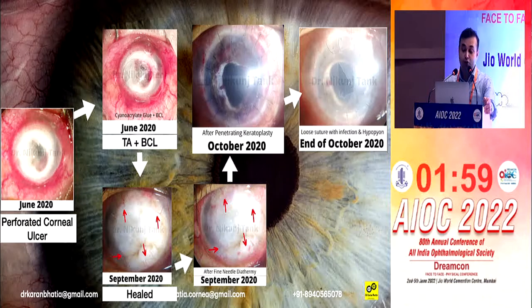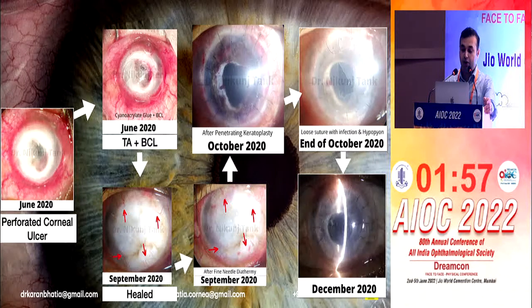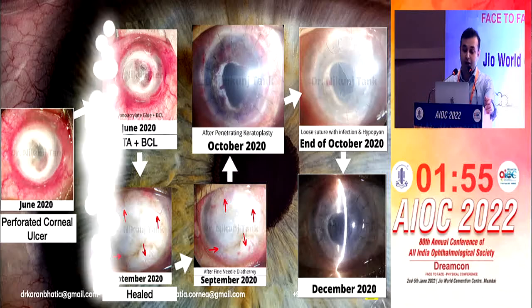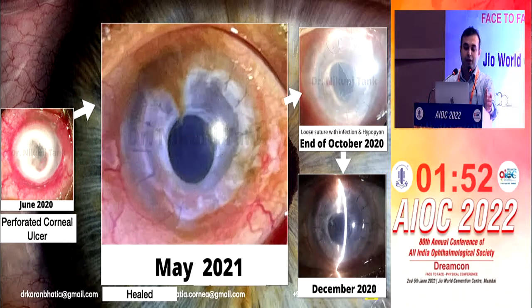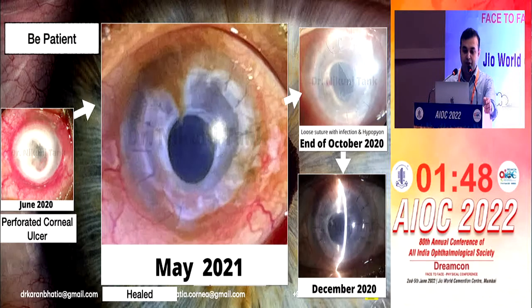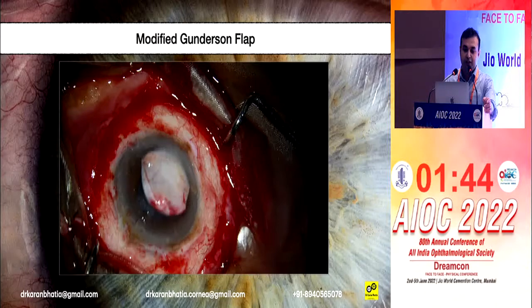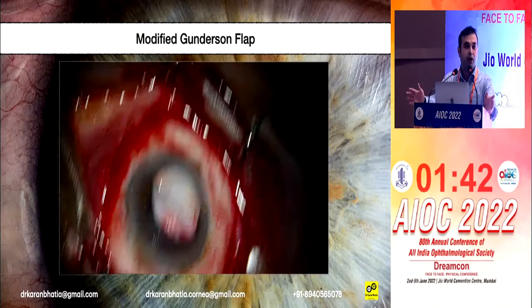Then he had loose sutures with an infection and a hypopyon, infiltrate with a hypopyon. In December 2020, he recovered after the removal. And in May 2021, he was like this, and he was then being planned for a scleral fixated IOL. So the trick in managing all of such cases is to be extremely patient. This is another example of a modified Gunderson's flap.